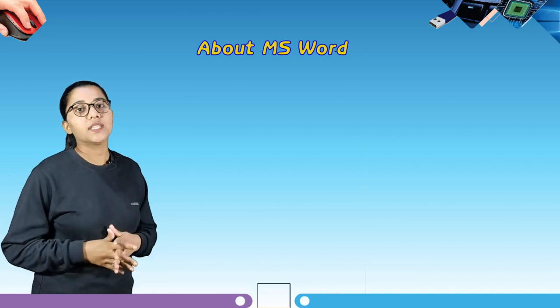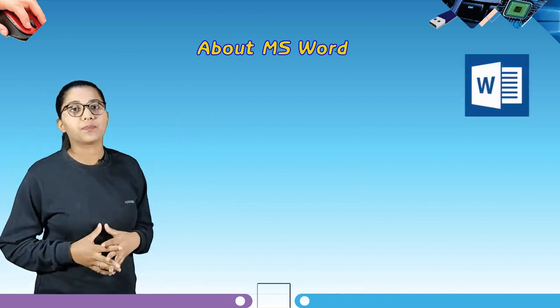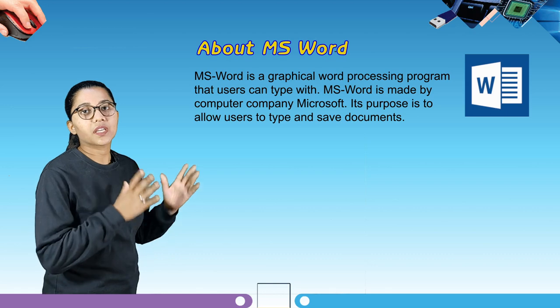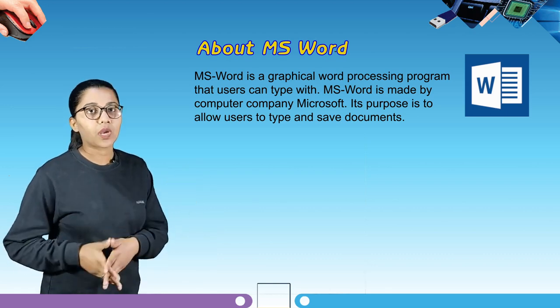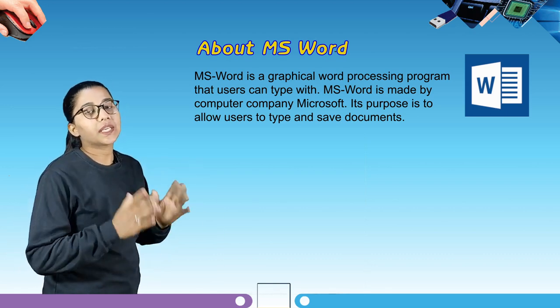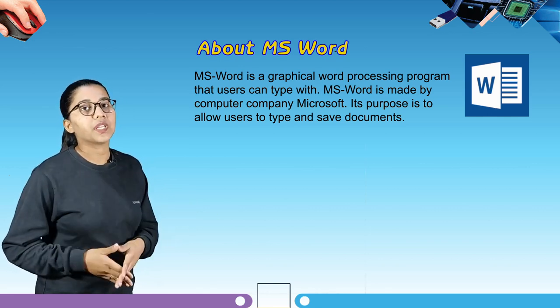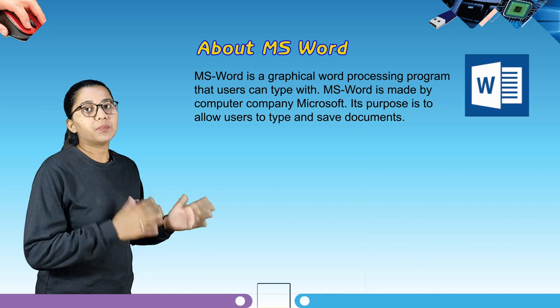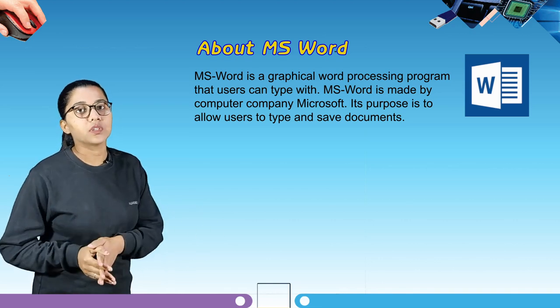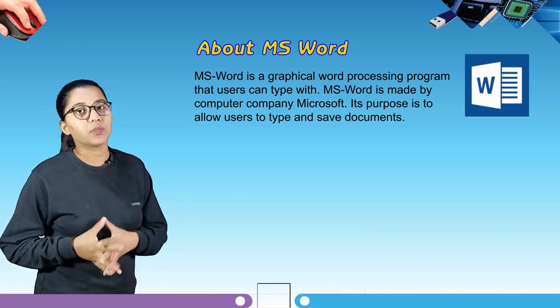Our first topic is about MS Word. MS Word is a graphical word processing program that users can type with. MS Word is made by the computer company Microsoft. Its purpose is to allow users to type and save documents.